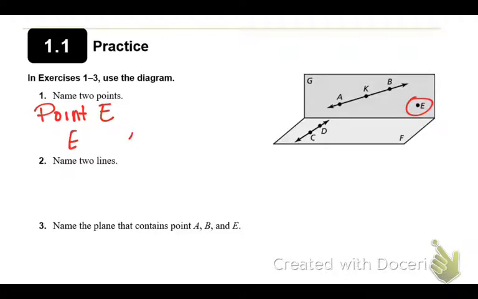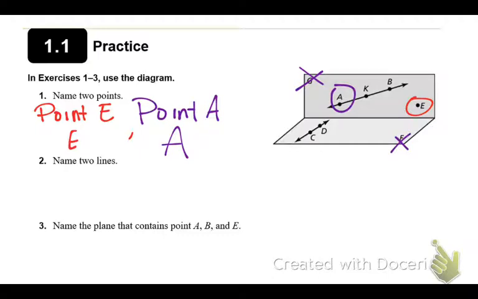Pick another point in this picture. Sure, look at that. So you could also say point A, or you could just have the capital A. What are not points in this picture? G and F. How do I know visually that they're not points? They are named to the planes. They don't have a dot, right?